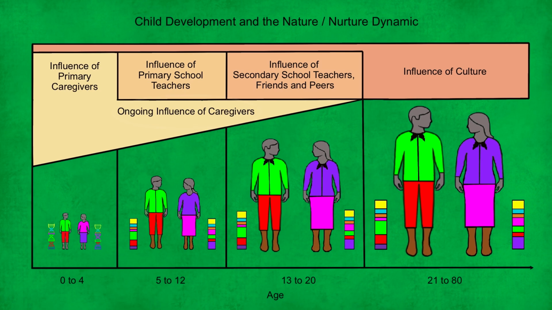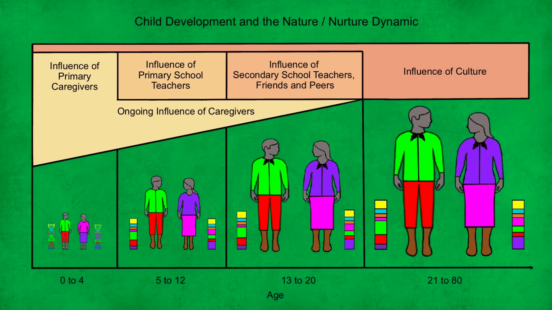The influence of caregivers, in general however, is somewhat unique, in that it continues on, right up to age 20, but it tapers off as a child ages, and other individuals start to have a greater influence. The next main influence on a developing child is from their primary school teachers, which is from 5 to 12 years old. And then, once a child becomes a teenager, it's their secondary school teachers, friends and peers, which have an increasing influence on them. And finally we have the influence of the culture itself, which acts to some degree on a child throughout its life, and continues acting on adults for the rest of their lives.